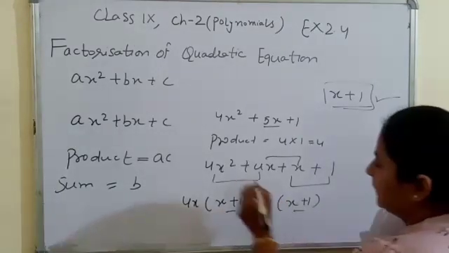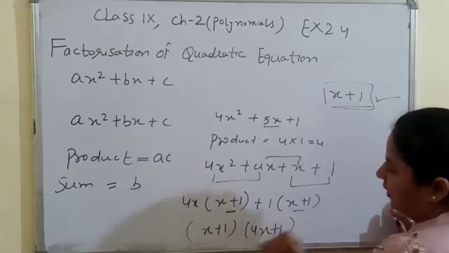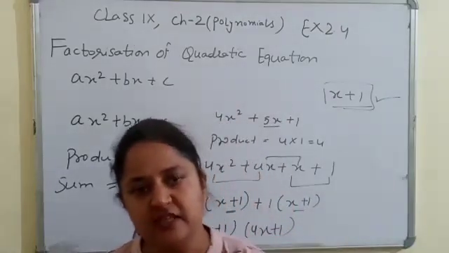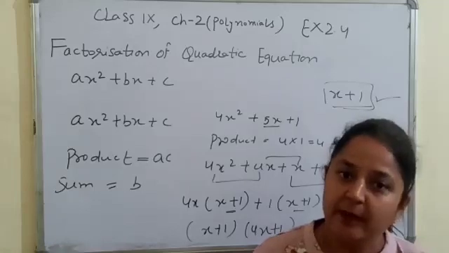Now x plus 1, take it common. What we have left? 4x plus 1. This is the way in which we can do the factorization of a quadratic equation by splitting the middle terms.